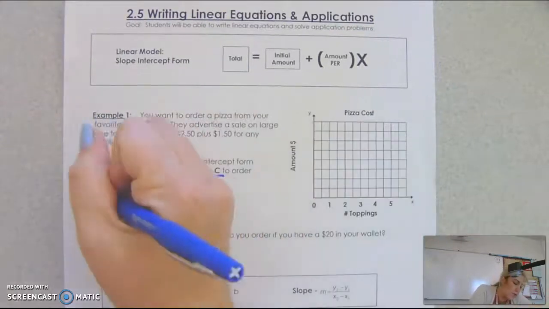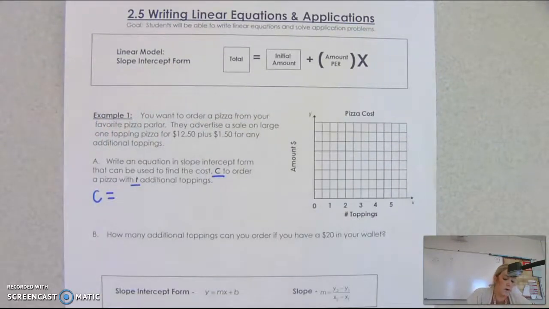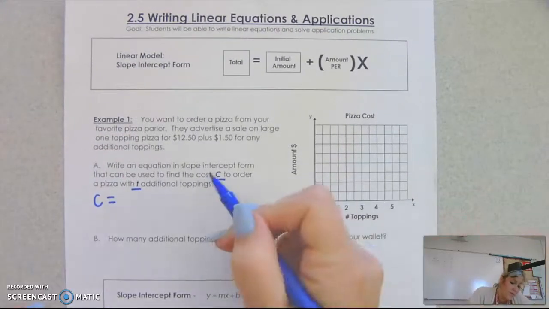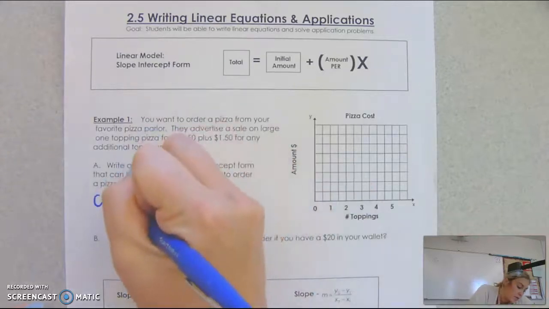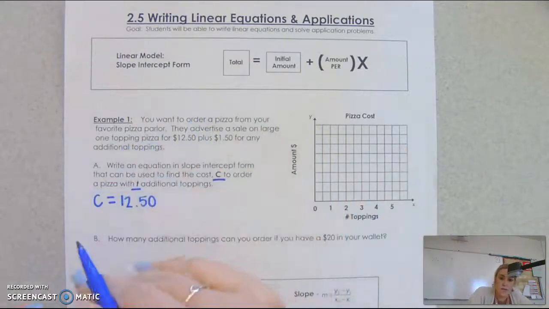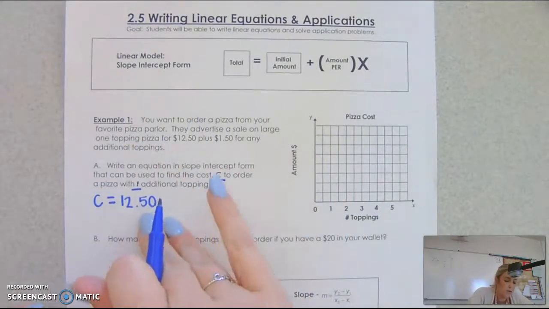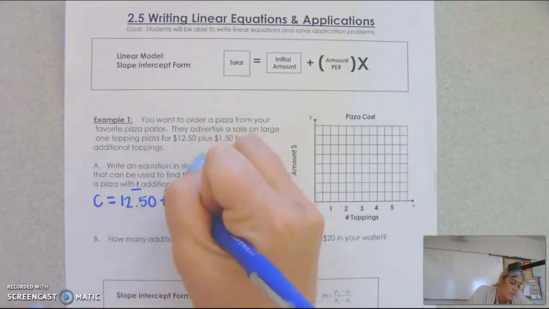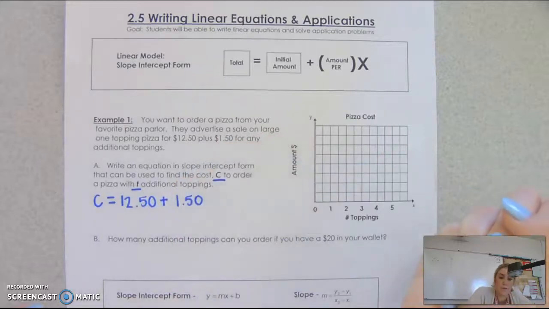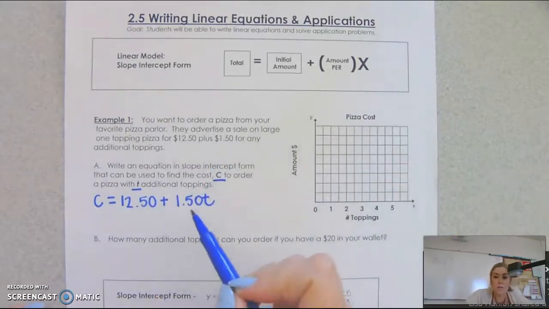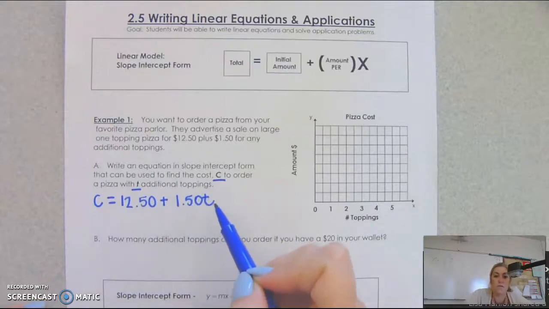So what that means is we want C equals, because we want to know what our final cost is. A pizza, no matter what, is $12.50. So no matter what type of pizza we get, it's always going to at least start out being $12.50. Then we're going to add $1.50 anytime we get any toppings. And if we want more toppings, more than one, that's going to be our T. So however many toppings we want, we're just going to multiply $1.50 by that.